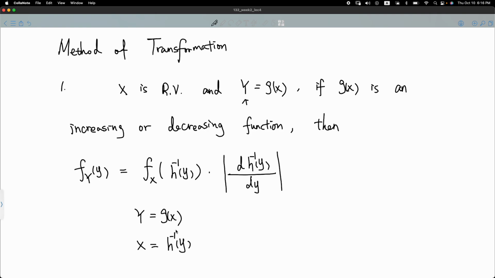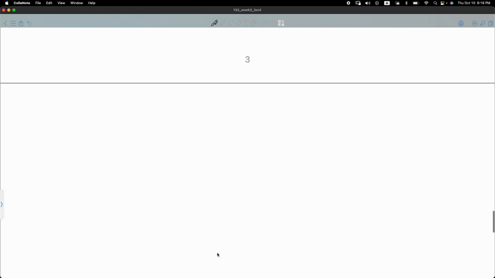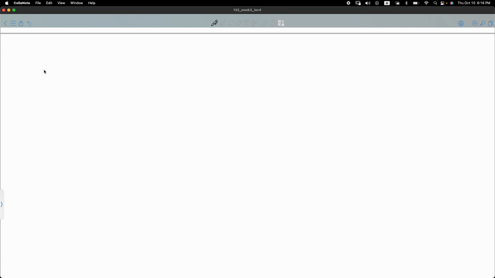Okay. Now we are going to do an example by using this method of transformation. So now suppose the random variable x follows a gamma distribution with parameters alpha, beta. And then you have another variable of interest called y, which is a function of this random variable x. This function has the form of a constant c multiplied by x, so that it satisfies our condition as an increasing or decreasing function, depending on the sign of c.